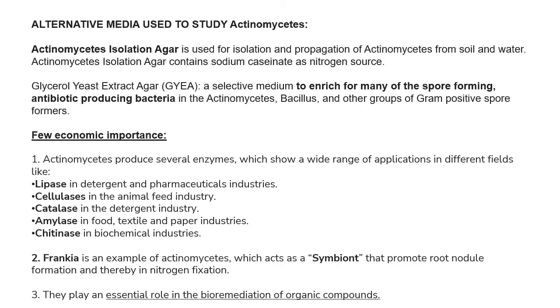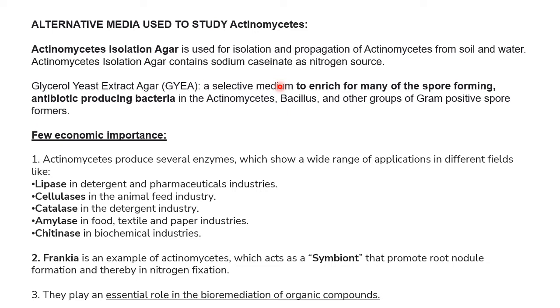So other than CSA, that is casein starch agar, you can go for Actinomycetes isolation agar, which is used for isolation and propagation of Actinomycetes from soil and water, and it contains sodium caseinate as the nitrogen source. Other than these, glycerol yeast extract agar, that is GYEA, is also used, but it is a selective media to enrich and for spore formation of antibiotic producing bacteria like Actinomycetes, Bacillus, and other groups.